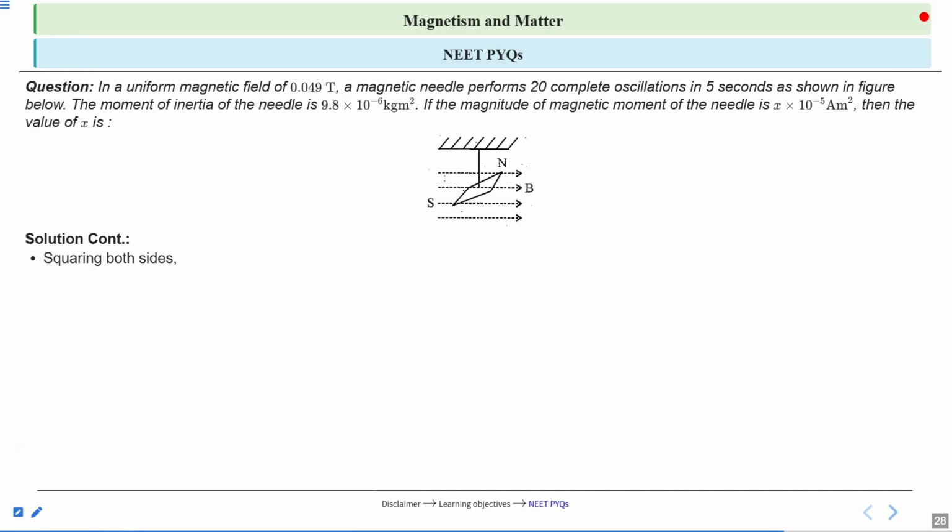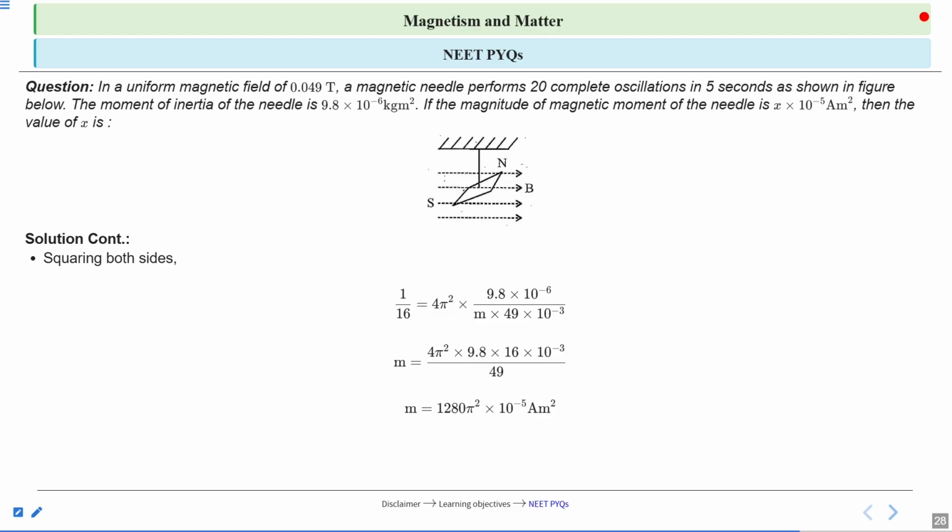Now squaring both sides, we get 1 by 16 equal to 4 pi square into 9.8 into 10 to the minus 6 upon m into 49 into 10 to the minus 3. So we are writing 0.049 as 49 into 10 to the minus 3. Okay, so after rearranging this equation, m will be equal to 4 pi square into 9.8 into 16 into 10 to the minus 3 upon 49. So m will be equal to 1280 pi square into 10 to the minus 5 ampere meter square.